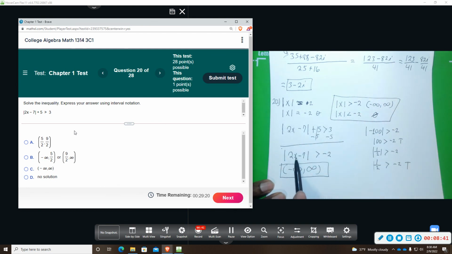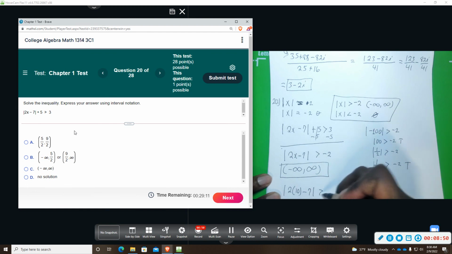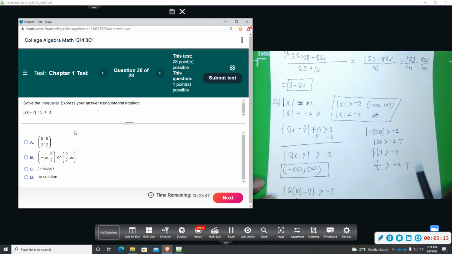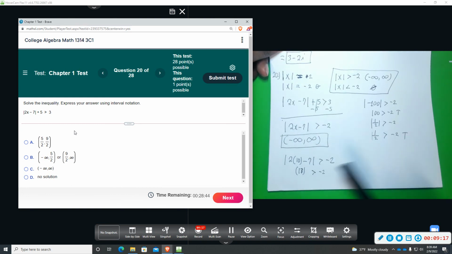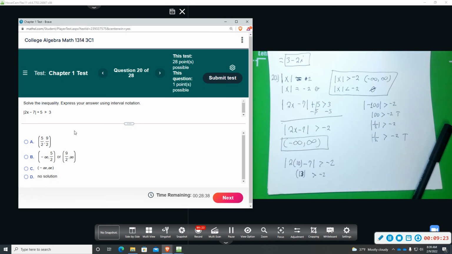Say, for example, if I plugged in a 10, 2 times 10 minus 7 greater than negative 2. That's 20 minus 7 is 13. The absolute value of 13 is greater than negative 2. And even if I plug in negative 10, that'd be negative 20, that'd be negative 27, and when you take the absolute value, it'd be a positive 27. So whatever comes in here changes positive, and it's always going to be bigger than the negative. So it's going to be all real numbers, no matter what you use. Sorry, I didn't realize I cut off that 13 down there. Okay, so all real numbers here.